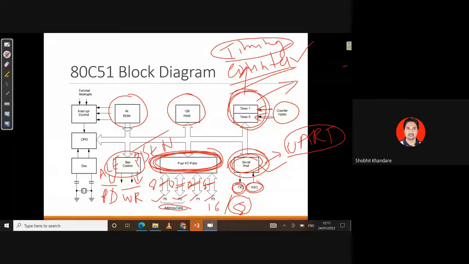Okay, so we have covered how many blocks? 1, 2, 3, 4, 5, 6 blocks. Okay, now what remains is interrupt control. So with this I will stop today's class. Now we have interrupt control.